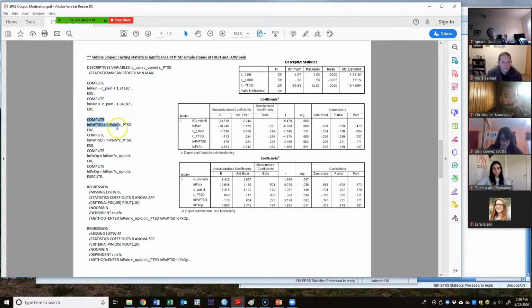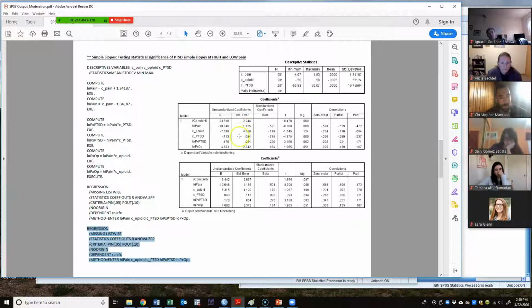Then we computed new interaction terms. Any interaction term that had pain in it, we now created a new interaction term substituting low pain for pain, and then created a new set of interactions substituting high pain for pain, right? And then we ran two separate regression models. We ran a regression model testing the simple slope of PTSD on role functioning at low pain, and the simple slope of PTSD with role functioning at high levels of pain. Okay, and this is where we've got those, right?